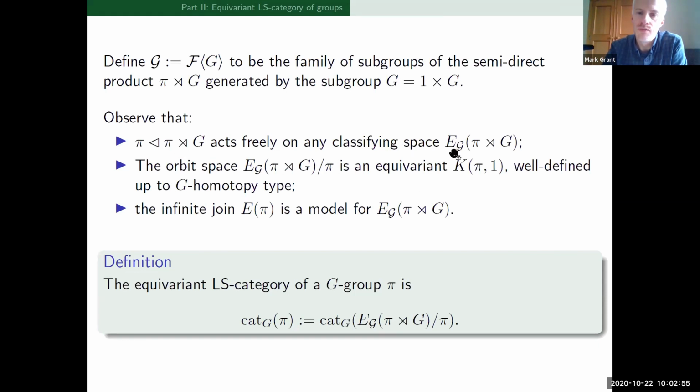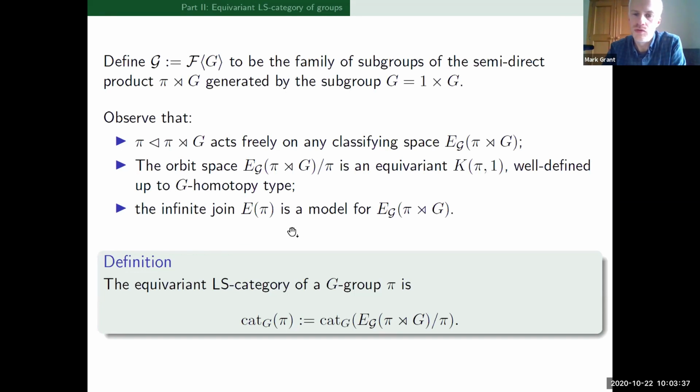But because we originally had an action of the semi-direct product, the action of G descends down to the action on this orbit space. So now we have an equivariant K(pi,1). And because the classifying space we started with was unique up to pi semi-direct product G homotopy, the orbit space is unique up to G homotopy. So we get a unique G homotopy type of G-equivariant K(pi,1)s. So that looks good.